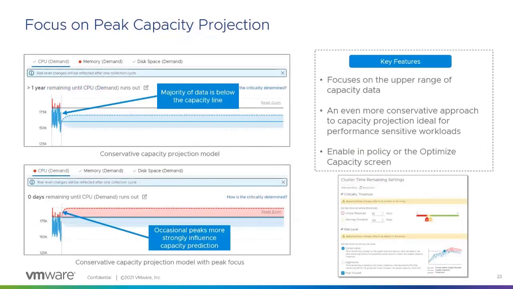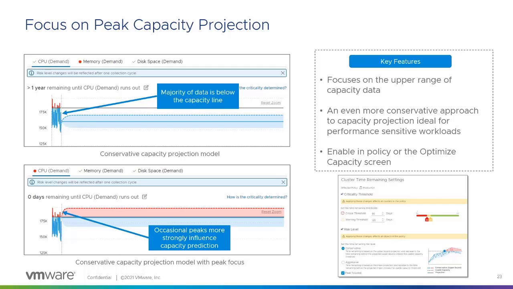A new capability that was added in 8.6 is the ability to tell it to focus on peaks. Now this is basically not just looking at all the utilization. It gives more weight to the peaks. So when you have workloads that have a lot of short peaks that don't last very long, you can enable this peak focused option to shift the projection higher to cover more of those peaks.